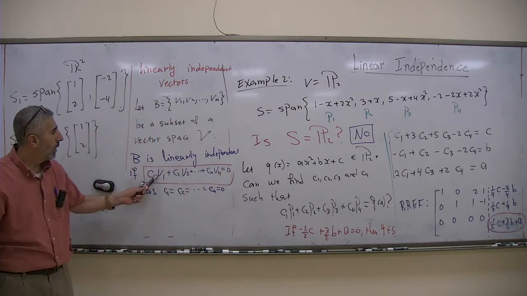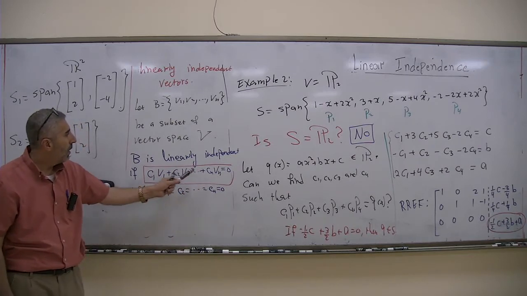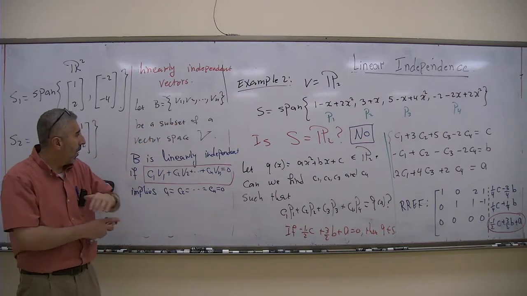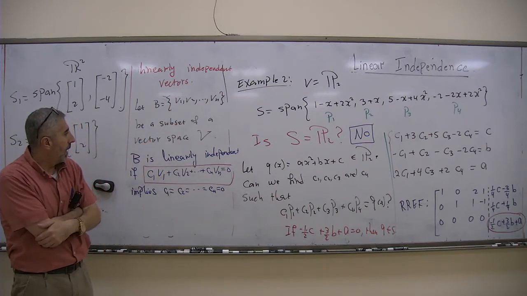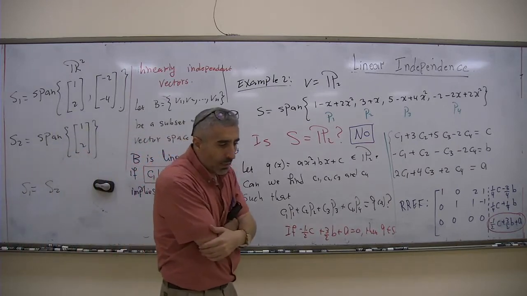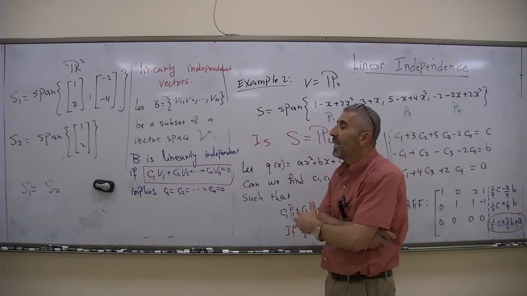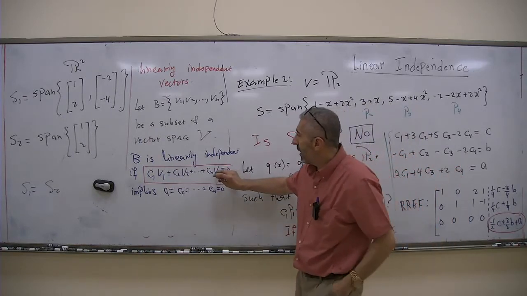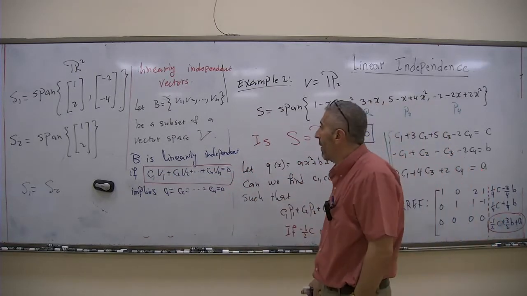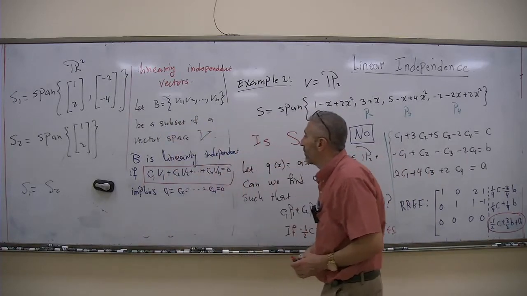If, when you solve this, you get C1 equals C2 equals Cn equals 0, it means none of those can be written as a linear combination of the others. And in this case, we call it linearly independent. If a set fails to be linearly independent, we call it linearly dependent. So if this condition is not satisfied, we call it linearly dependent. Okay? Linearly independent, linearly dependent.